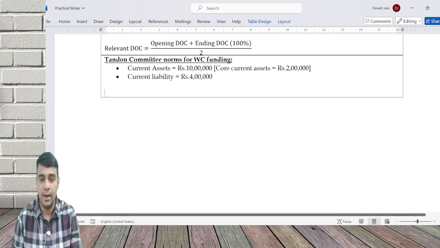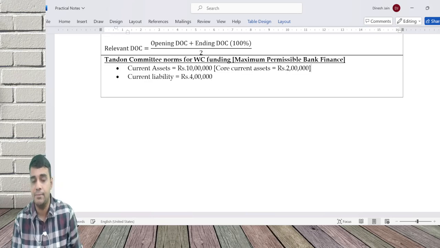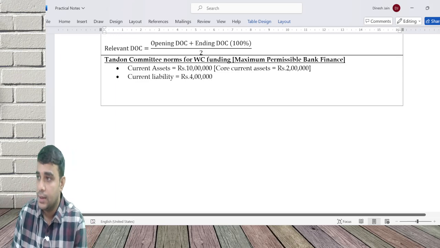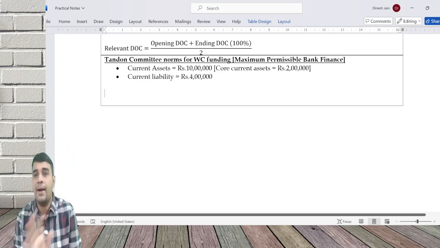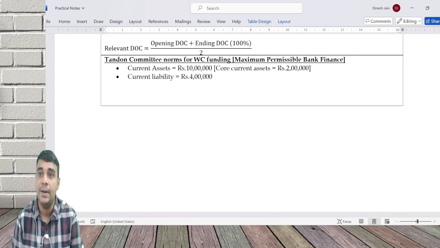Okay, just add this working capital funding in bracket. I should have written the term there itself: maximum permissible bank finance, MPBF. That is how much bank can give us a loan, as per that committee. Practically every bank doesn't follow this exactly. You can take certain exceptions if you want, but this is what the committee said.